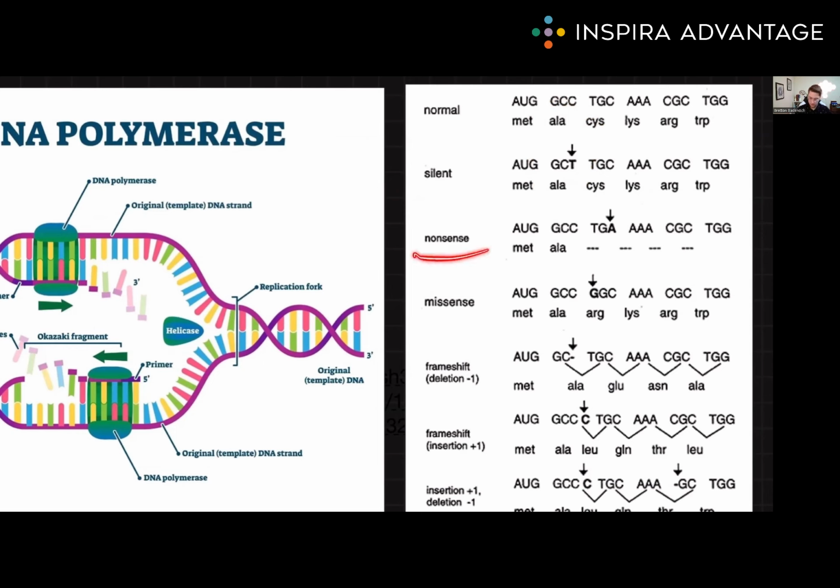Next up, we have nonsense mutations. Nonsense mutations result in causing a stop codon too early on. So this is going to drastically shorten the protein being encoded, which is usually going to have very negative effects.